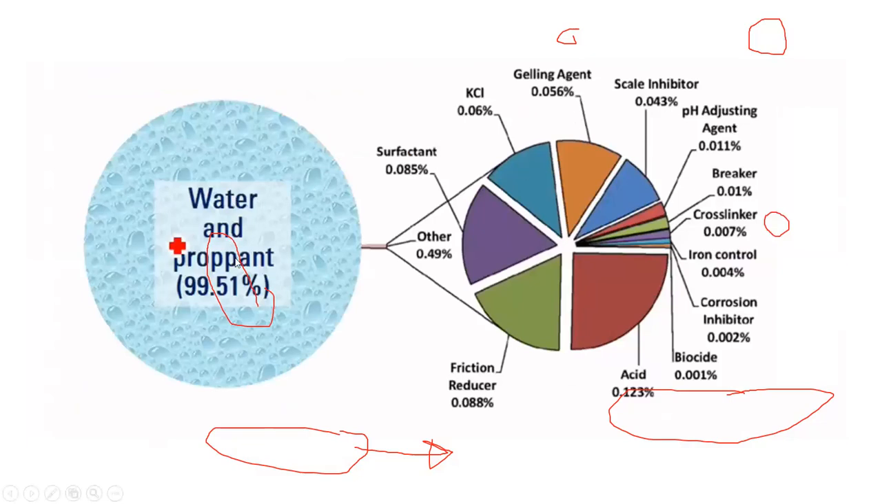So apart from the water and the proppant, we also have different chemicals that have to be added into it. We have scale inhibitor, we have pH adjustment agent, we have the potassium chloride that is used, which is an anti-clay swelling agent. It prevents clay from swelling. KCl prevents clay from swelling. We also have the gelling agents and all of that. So we have different additives that have to be added into the mixture, because water and the proppant will give us about 99.51%, but there are some other small chemicals that are additives.